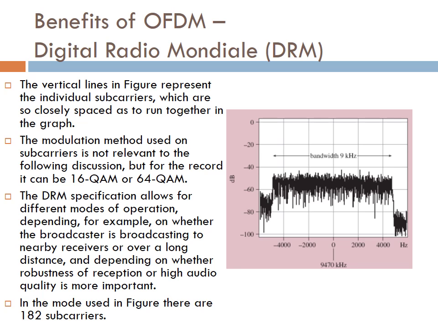The DRM specification allows for different modes of operation, depending, for example, on whether the broadcaster is broadcasting to nearby receivers or over a long distance, and depending on whether robustness of reception or high audio quality is more important. In the mode used in the following figure, there are 182 subcarriers.